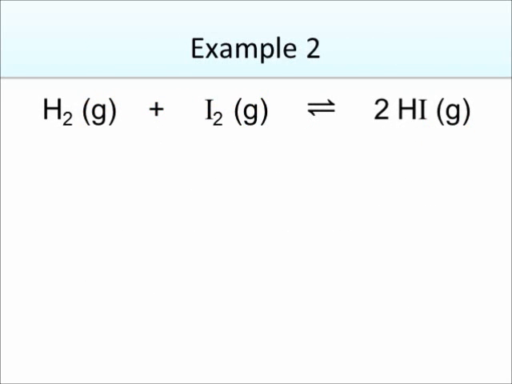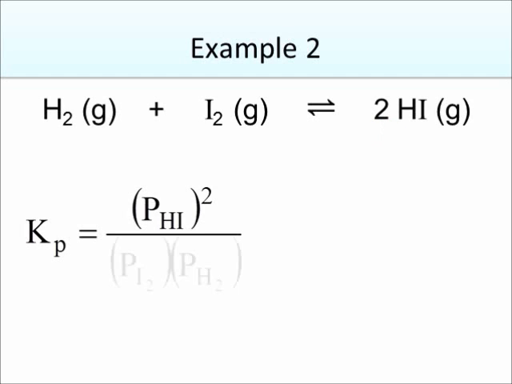We will now derive the expression for Kp of this reaction and its units. It's equal to the partial pressure of hydrogen iodide raised to the power of 2 divided by the partial pressure of hydrogen multiplied by the partial pressure of iodine.